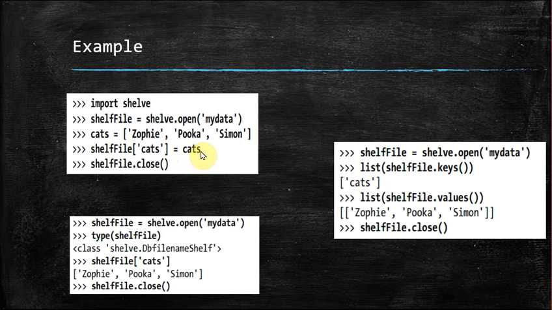First we create a list called cats, and we write shelf file of cats is equal to cats. What this does is store the list in the shelf file as a value associated with the key cats. That is what is happening here. After that you're going to close your particular shelf file using the shelf file dot close function. So what you have done in this particular code is you have added some value.